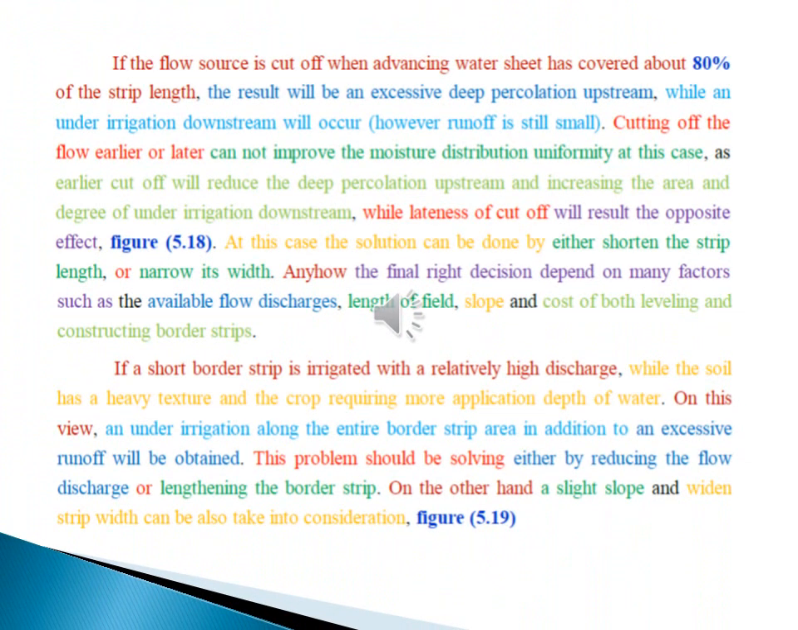Note, my dear, if the flow source is cut off when the advancing water sheet has covered about 80% of the strip length, the result would be an excessive deep percolation upstream, while an under-irrigation downstream will occur. Earlier or later cutoff can't improve the moisture distribution uniformity in this case, as early cutoff will reduce the deep percolation upstream and increase the area and degree of under-irrigation downstream, while lateness of cutoff will result in the opposite effect, as shown in the enclosed figure.